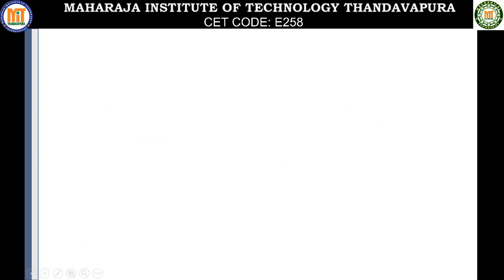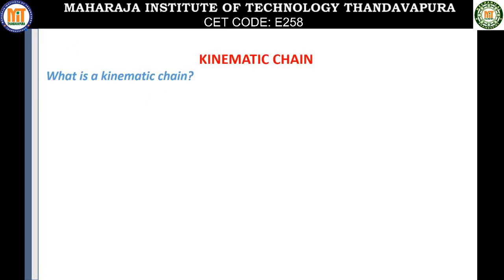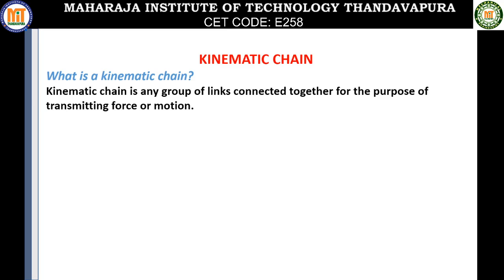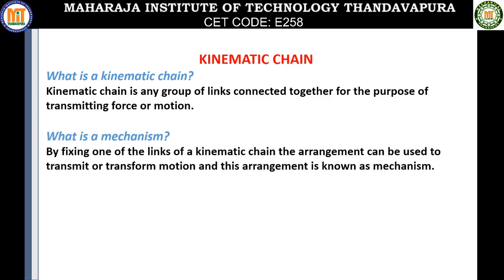Okay. Now let us discuss some of the basic definitions like kinematic chain. So how do you define a kinematic chain? A kinematic chain is any group of links connected together for the purpose of transmitting force or motion. Okay. What do you mean by a mechanism? See, whenever I fix one particular link in a kinematic chain so that the arrangement can be used to transmit or transform the motion in a useful manner, this arrangement is known as a mechanism. So a mechanism, in fact, is obtained by fixing one of the links of the kinematic chain so as to obtain the specified or particularly wanted kind of motion.